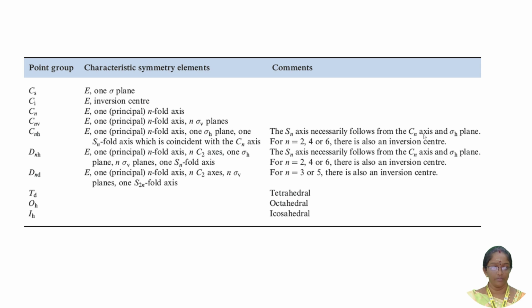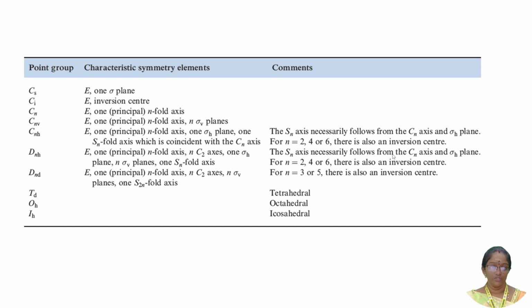The Dnh point group will have E, one principal n-fold axis, n C2 axes, one sigma h plane, n sigma v planes, and one Sn-fold axis. Here also the Sn axis necessarily follows from the Cn axis and sigma h plane. For n equal to 2, 4, 6, there is also an inversion center.